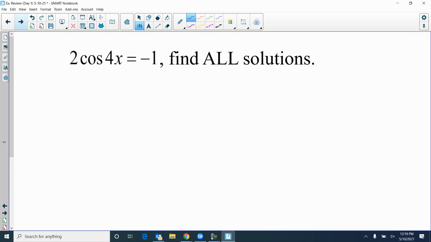Right. Equations, directions are important. It says find all solutions. That will determine a little bit of how you go through that problem. And this is one that's similar to one on your review.